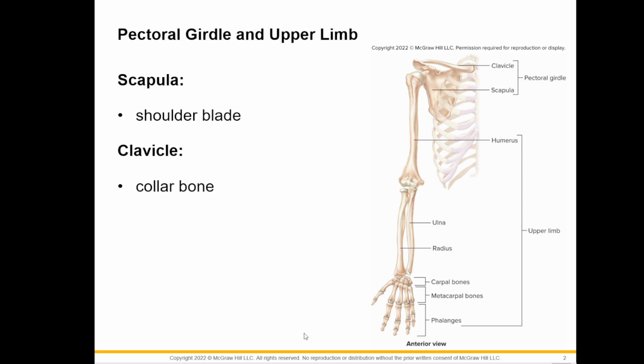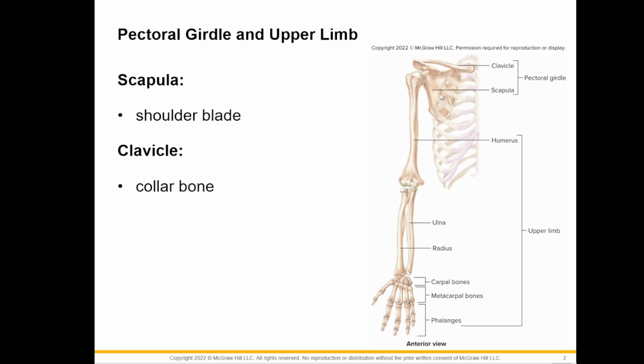So first, we're going to be talking about the girdles. As mentioned, the girdle is the one that attaches the limb to the body, and there are two girdles: the pectoral girdle or the shoulder girdle, and the pelvic girdle or the hip girdle. The pectoral girdle is composed of two bones: the scapula, also known as the shoulder blade, and the clavicle, which is the collarbone. So we have one clavicle and one scapula on the left and one clavicle and one scapula to the right.